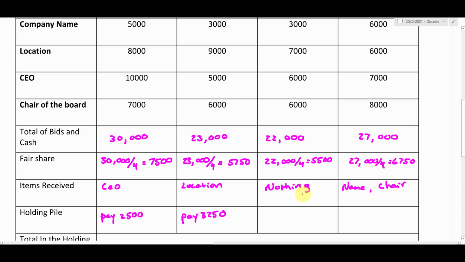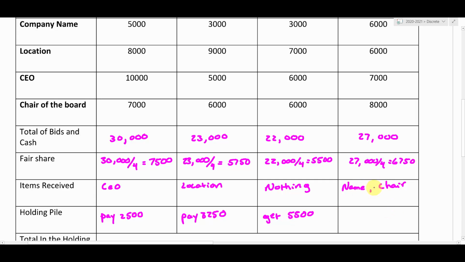Now our next company here, Layout Pros, they didn't get anything, right? So the value of their items received is 0, which is way less than their fair share. So they're not going to pay into the holding pile, they're going to get from the holding pile. In fact, they're going to get $5,500 because the difference between 5,500 and 0 is 5,500. So they'll receive $5,500 from the holding pile.